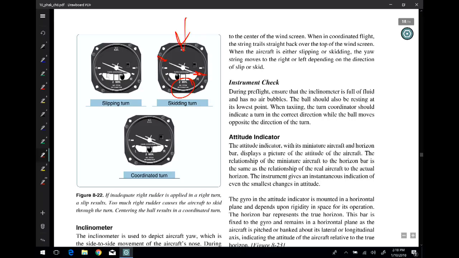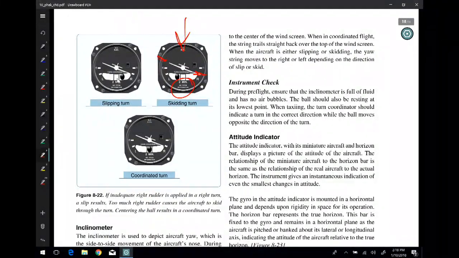So if you see here in these examples, you're banking the aircraft to the right. You are making some kind of a turn, and in this case, you see the ball is deflected outside of these bars. Whenever we want to turn, we want to keep the ball in the center of our inclinometer. That indicates that we are making a coordinated turn. That means that we're keeping the tail behind the nose, okay? We want to make coordinated turns. That's why we have a turn coordinator.